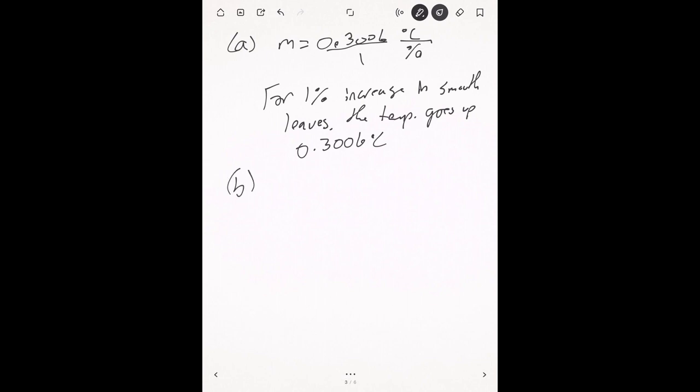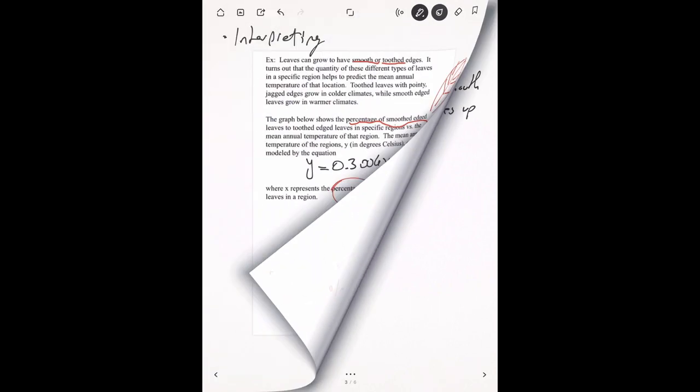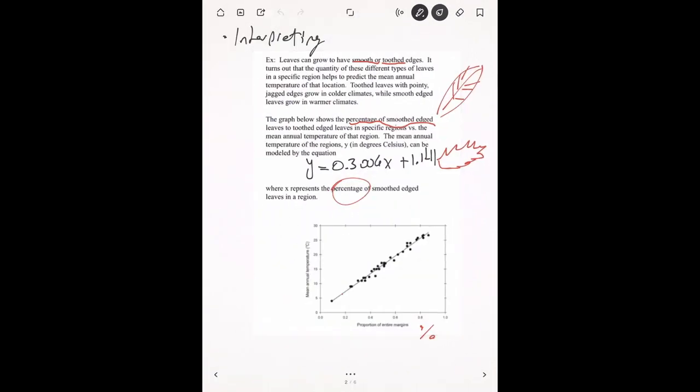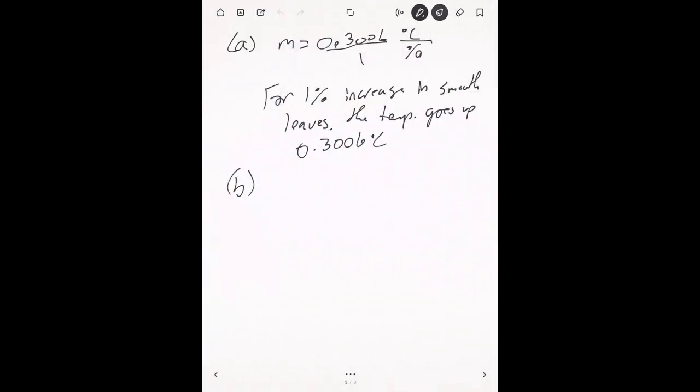Now, the next part, I want us to figure out what's the y-intercept. Now, some people would say, hey, wait a minute, Linford, the graph doesn't even hit the y-axis, so what should we do? And again, just notice, if you look at the equation, I give you the y-intercept. It's right there. So go ahead and just use that one. It's 1.141. So that y-intercept is going to be 1.141.